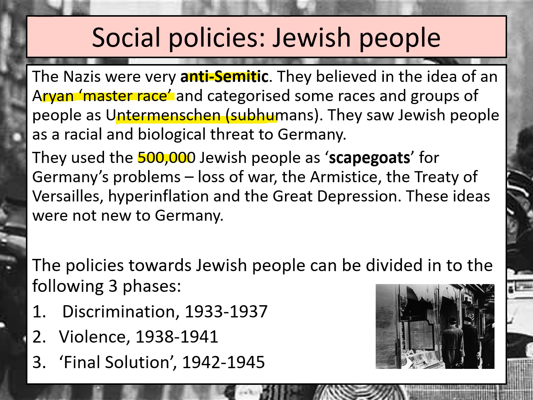And you can see there are three different phases of their policies towards Jewish people. It started with this phase of discrimination between 1933 to 1937. It then turned violent with the outbreak of the Night of Broken Glass in 1938, and by 1942 it had become a phase called the Final Solution. We'll talk about what they did to Jewish people through these three different phases.